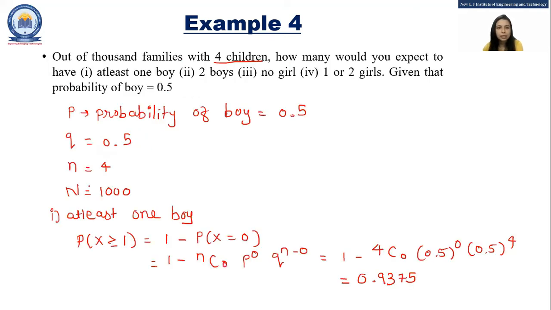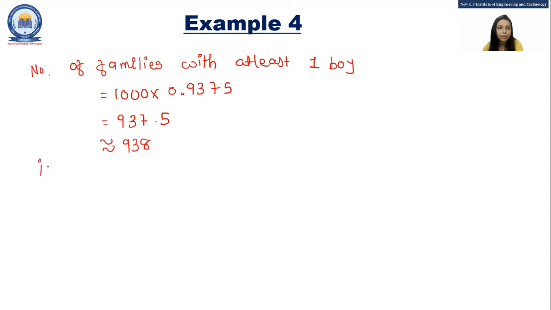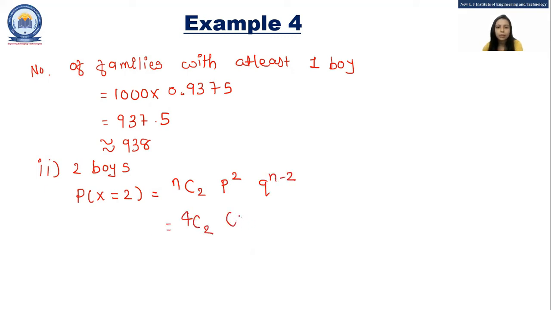Now the next case is for 2 boys. So similarly, first we find the probability of 2 boys. So nC2, P raised to 2, Q raised to n minus 2, is 4C2, 0.5 raised to 2 and 0.5 raised to 4 minus 2, that is 2. And that is equal to 0.375.